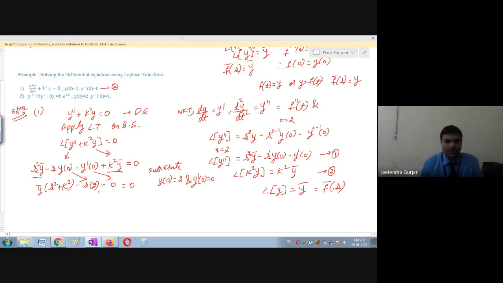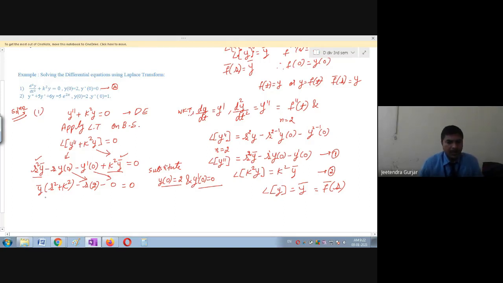See, students, I'm going very slow. From these two values, I have taken y dash common, so you can see s square plus k square I will get here. Then the minus is as it is. Y of 0 is 2, that 2 I have substituted. Again, minus is as it is. Y dash of 0 is 0, they have given in the question itself, students. Okay, so now we'll simplify this.